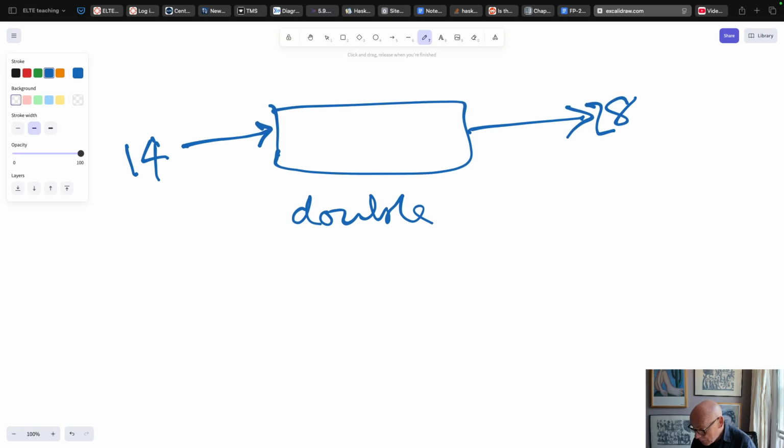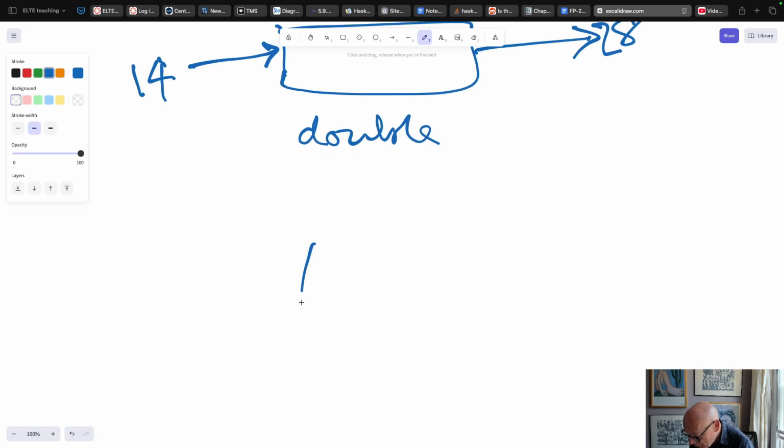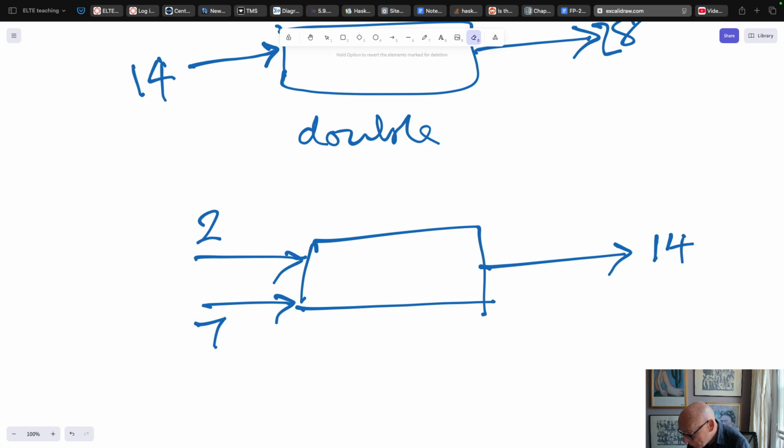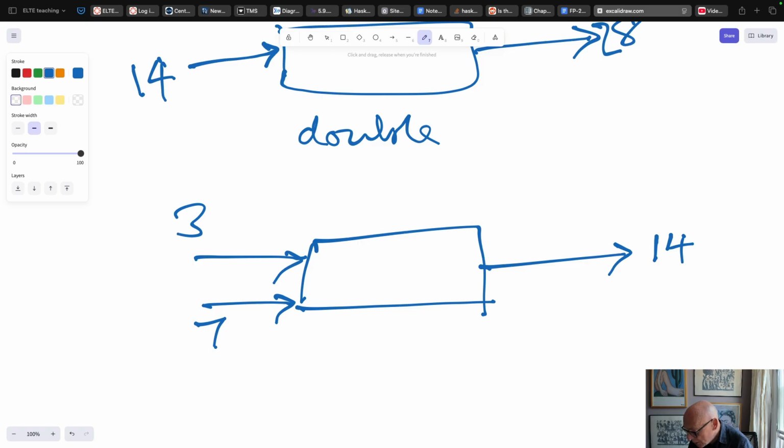Another example is multiplication. That takes two inputs and gives us an output. So for example, it takes the numbers 2 and 7 and gives us the output 14. Or it takes numbers 3 and 7 and gives us the output 21.